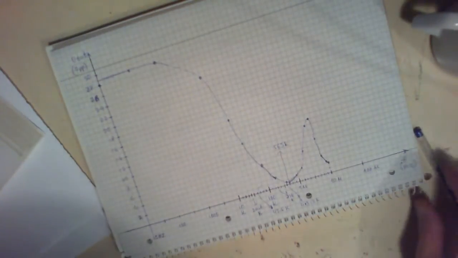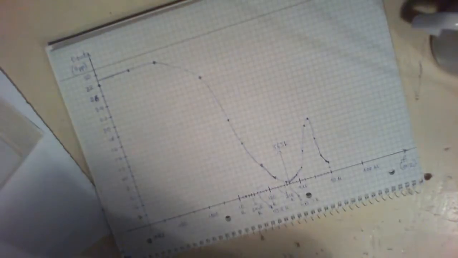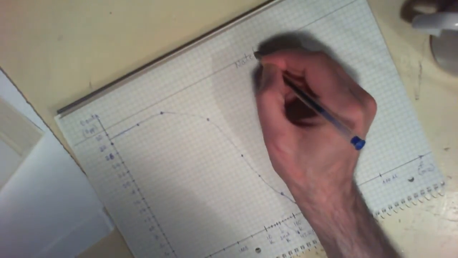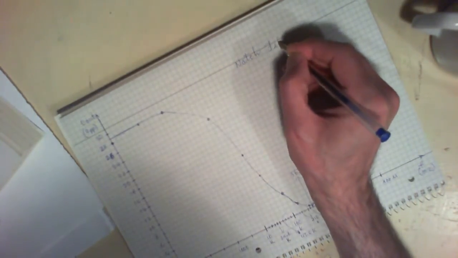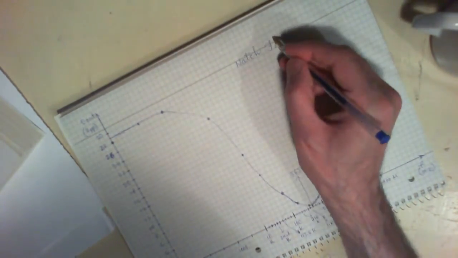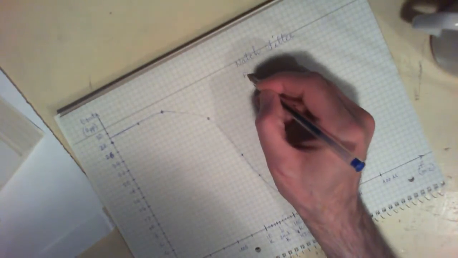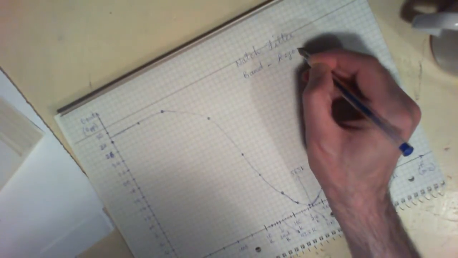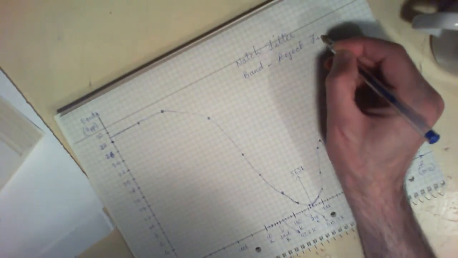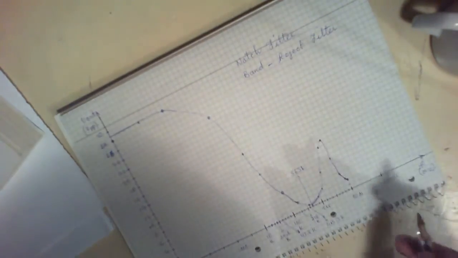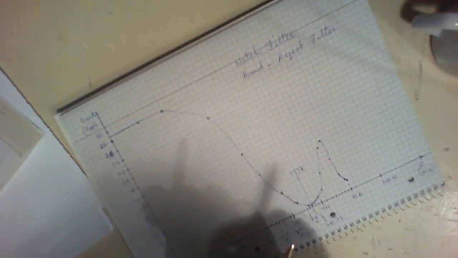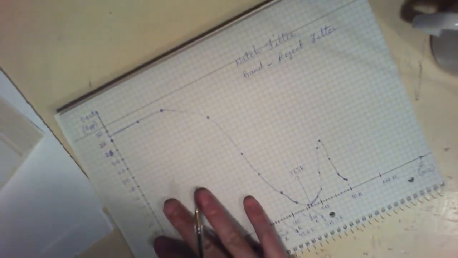Okay, so that was it basically for this filter, which was called a notch filter. It's also called a band reject filter, if I'm not wrong. So that was basically it for this experiment. I'll see you in the next video.